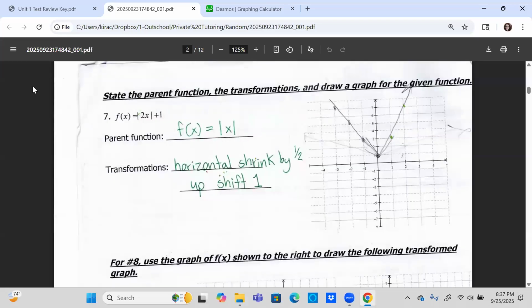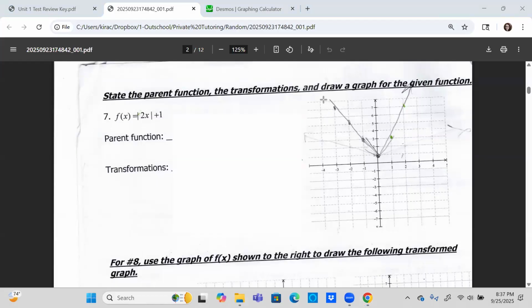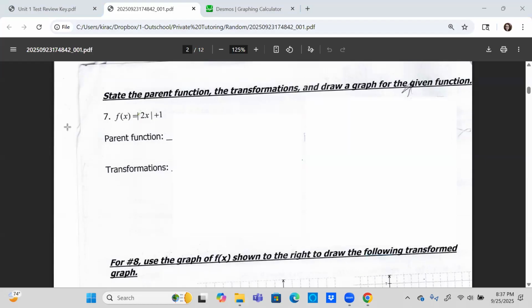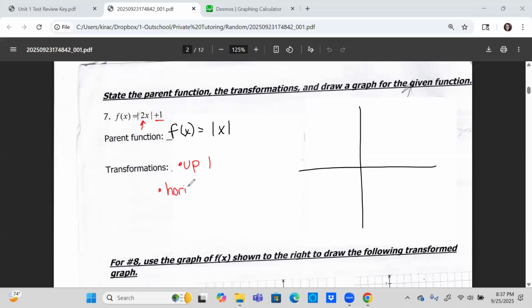So again, we'll just white out anything that's filled in. Certainly that's an absolute value, right? Anything that makes a V is going to be an absolute value. So we were told to graph it as well. The parent absolute value is f of x equals absolute value of x. All right, we've got two transformations. We're going up 1, so a vertical shift of up 1. And we're going to do the reciprocal of that because it's inside. So that's going to be a horizontal.